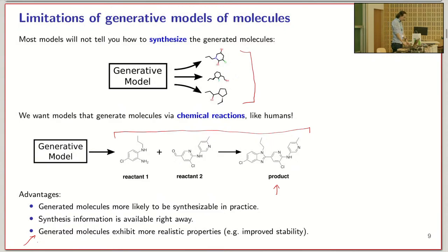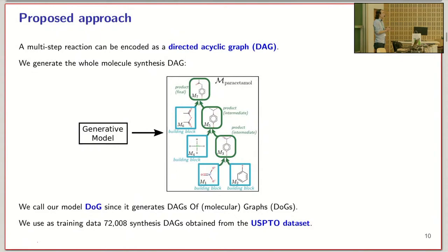So how does our approach work to generate molecules via chemical reactions? We are going to encode a reaction as a directed acyclic graph, as the one shown here. This is the synthesis graph for paracetamol. And it contains some existing molecules that are directly available and that you could purchase. They are shown here in light blue. These are called building blocks, and they represent already existing molecules.